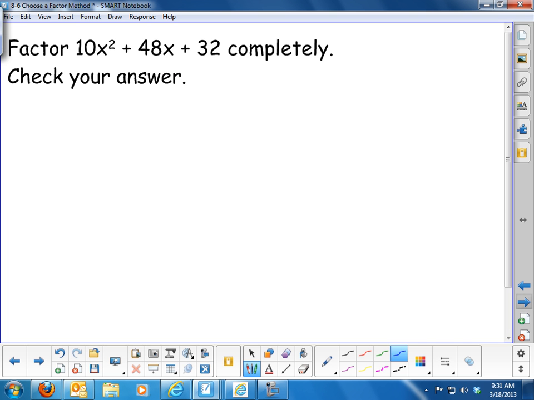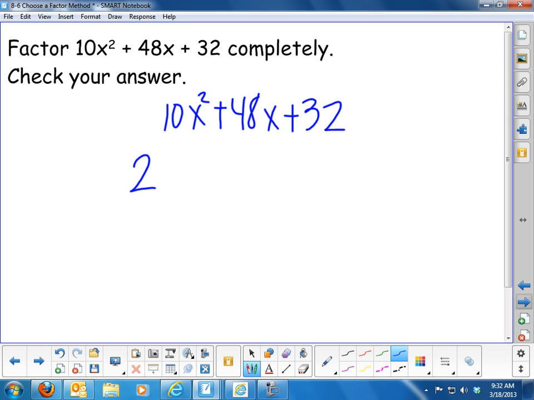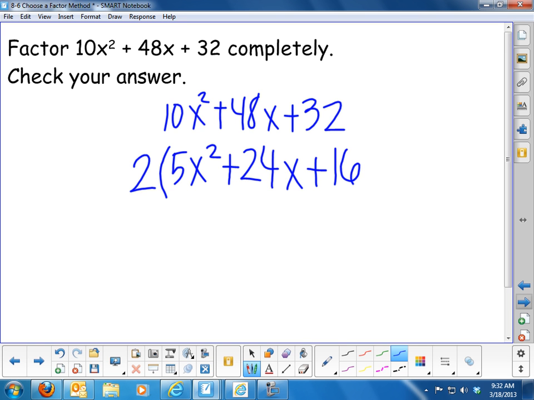So let's take a look at this example. I have 10x squared plus 48x plus 32. According to the steps that you wrote down, the first thing I want to check for is the greatest common factor. The greatest common factor between all of those terms is a 2. I can't factor out an x because the 32 doesn't have an x. So what am I left with after I do that? I'm left with this that I'm writing here in my parentheses.